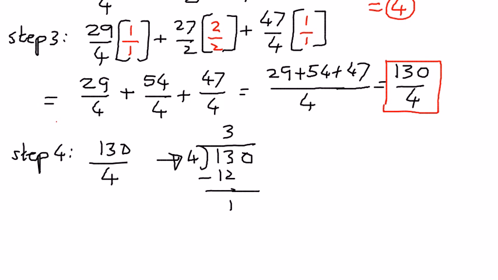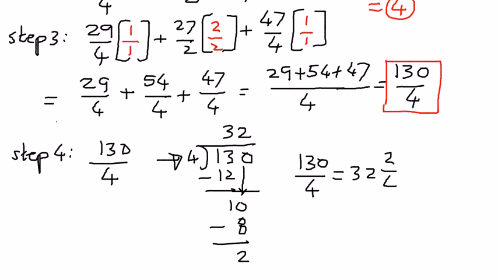So I have a 0 next to this, so I'm going to bring down the 0 here, and then I'm going to repeat the process one more time. 4 times what number is equal to or less than 10? 4 times 2 is equal to 8, and therefore when I subtract 8 from 10, I'm left with 2. Therefore 130 divided by 4, I can write as 32 and 2 over 4.